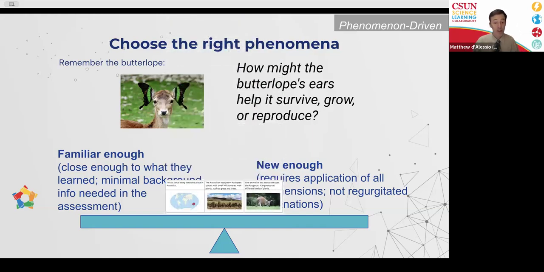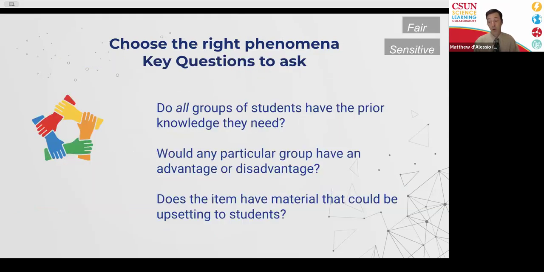And Ginny made a big deal about this. She said, do your students know about Australian ecosystems? And they don't necessarily. That's the new enough side of things, but it's close enough to what you've learned already because you've learned about ecosystems, and so that's good. But we do want to be mindful of the next slide here, where we're thinking about that balance is a little bit different for every student because they all have a little bit different prior knowledge.